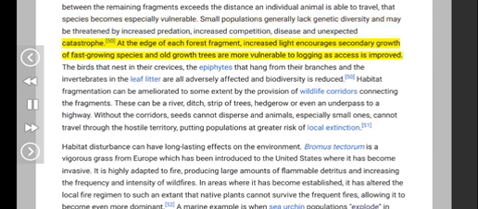At the edge of each forest fragment, increased light encourages secondary growth of fast-growing species, and old-growth trees are more vulnerable to logging as access is improved. The birds that nest in their crevices, the epiphytes that hang from their branches and the invertebrates in the leaf litter are all adversely affected and biodiversity is reduced.